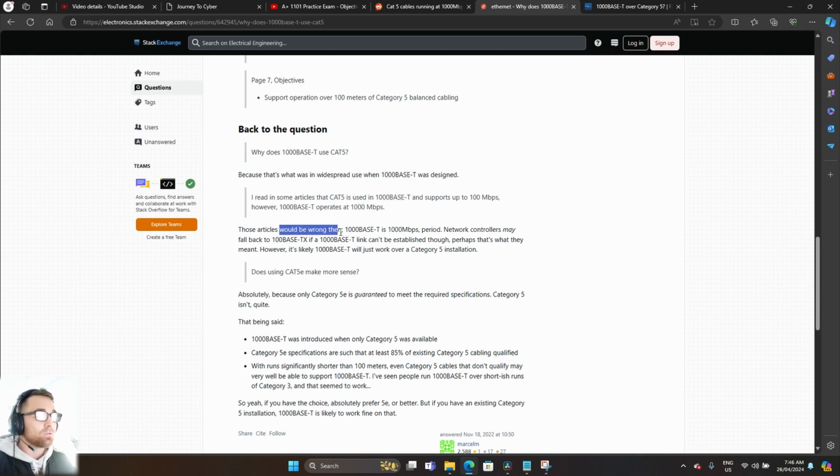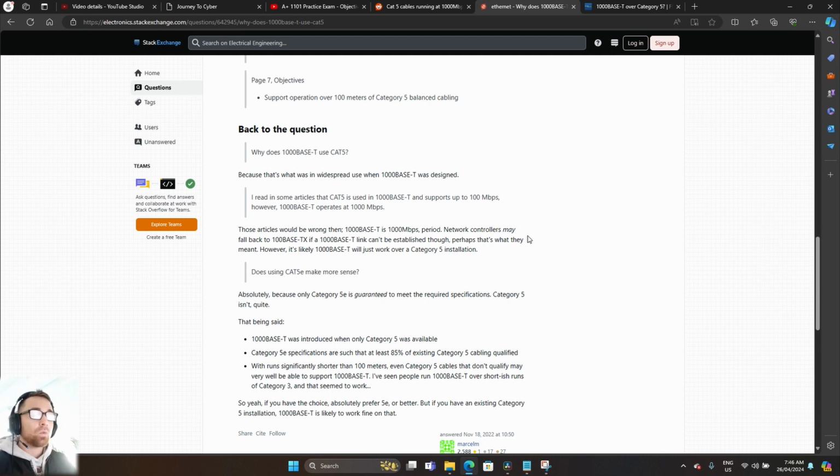Those articles would be wrong then. 1000 base T is 1000 megabits per second, period. Network controllers might have to fall back to 100 base TX, which is the original Ethernet standard of Cat5, if a 1000 base T link can't be established though.